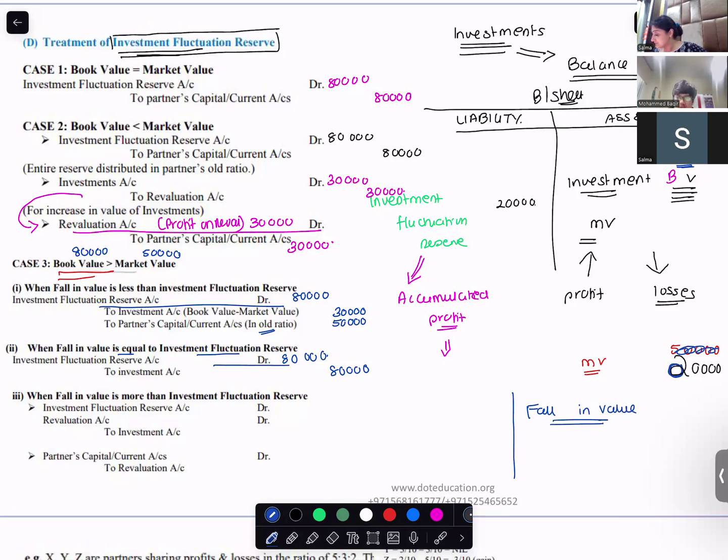How much? 60,000. Where will you adjust this 60,000 from? Investment fluctuation reserve. But is there sufficient investment fluctuation reserve? It's not. So investment fluctuation reserve will be debited by how much? By full 20,000. Investment account will be credited by how much? 60,000, the fall in the value. So revaluation account will be debited by 40,000, because 20,000 loss you've adjusted from investment fluctuation reserve. Are you with me? Yes, ma'am.